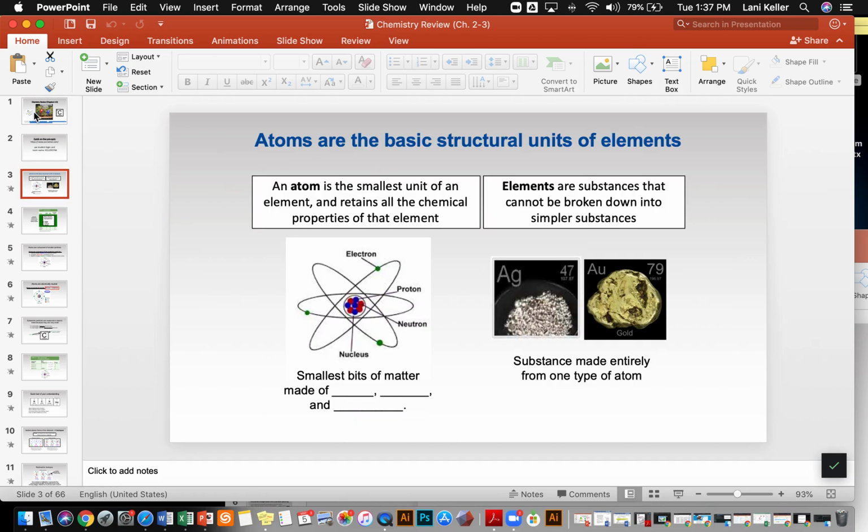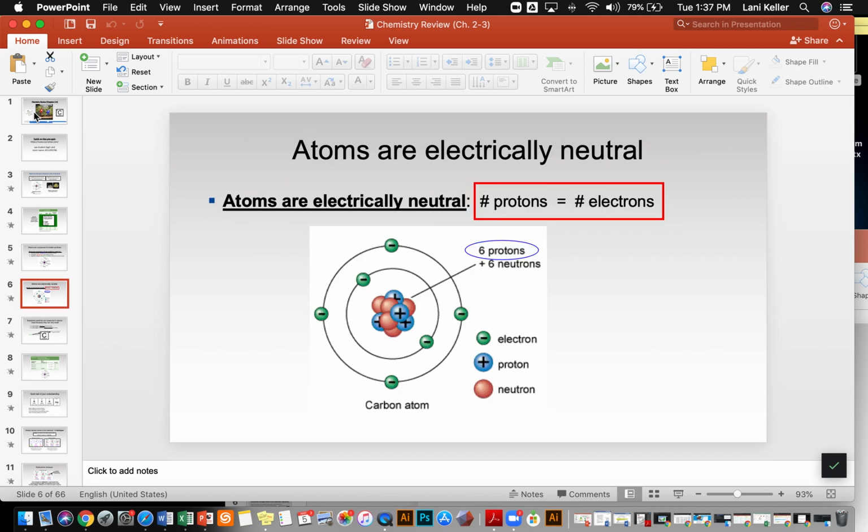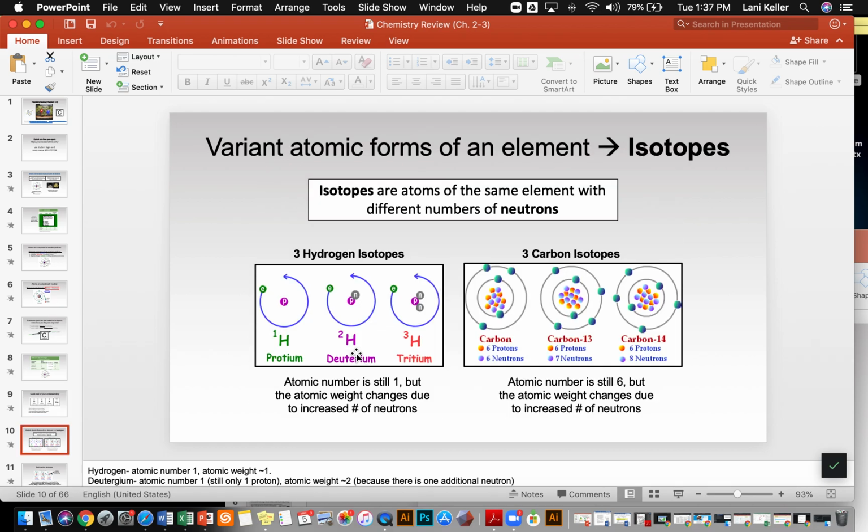So you should know about atoms and elements, in particular protons, neutrons, electrons. All atoms are electrically neutral. Remember, the atomic number equals the number of protons and the number of electrons. So if you look at a periodic table, this is the atomic weight, protons plus neutrons. This is the atomic number, number of protons, and number of electrons. Isotopes are atoms of the same element with different numbers of neutrons, and they're often unstable.